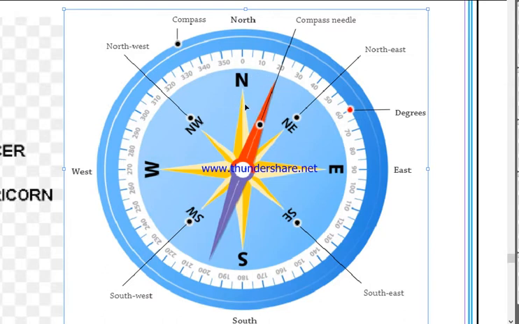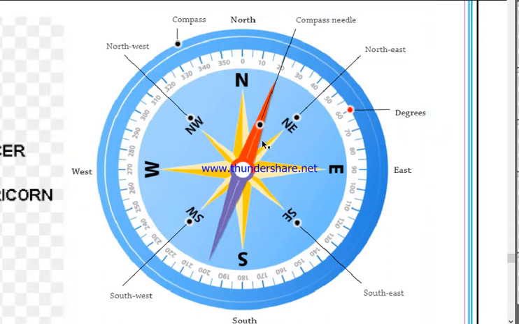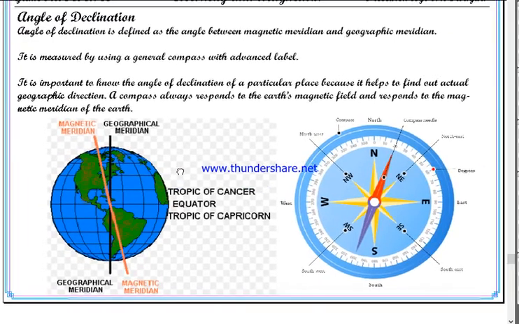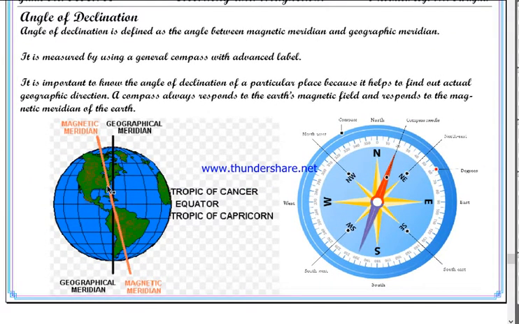To measure actual direction, you must know the angle for that particular place. In some places you might have to do -20, in some places you might have to do +20. That depends on which place you are in. Any confusion? Like this is the magnetic meridian, isn't it? This is the geographic meridian. If you are at this position, then you have to add 20 degrees, isn't it? Or if you are on this side, then you have to subtract 20 degrees, like that.